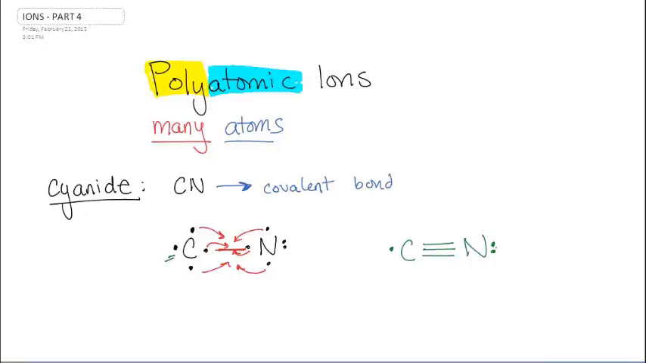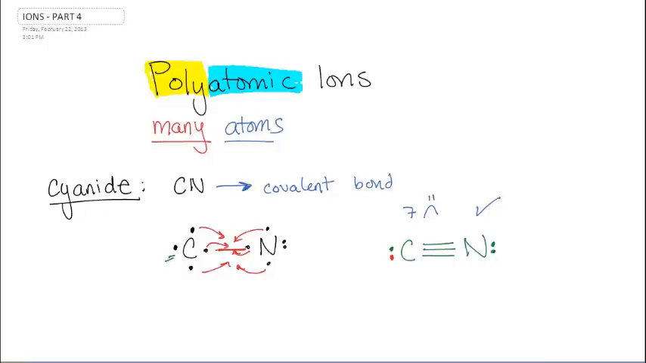So let's think about the octet rule for a sec. Nitrogen, 2, 4, 6, 8 valence electrons. Yes, satisfies the octet rule. Carbon, however, only has 2, 4, 6, 7. So it's unhappy. Carbon isn't satisfied right now. So carbon's actually going to take an electron from some type of neighboring atom. Okay? But you can't just invent electrons.